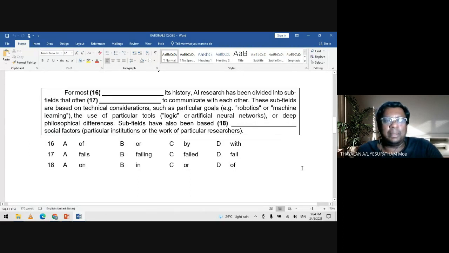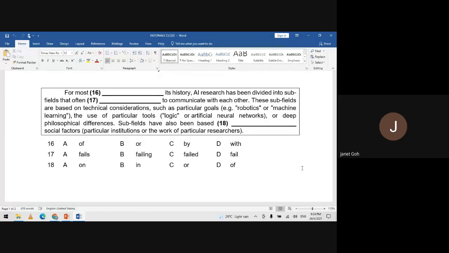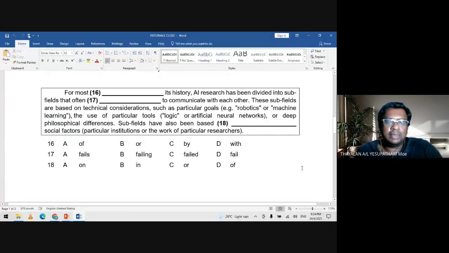These subfields are based on technical considerations, such as particular goals, for example, robotics or machine learning, the use of particular tools, logic or artificial neural networks, or deep philosophical differences. Subfields have also been based on social factors, particular institutions, or the work of particular researchers.